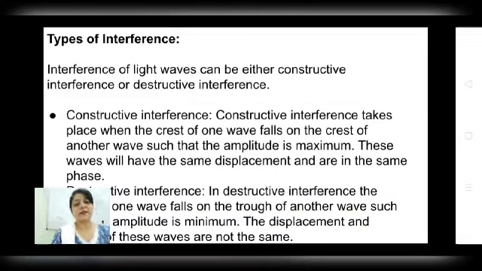Similarly, destructive interference takes place when the crest of one wave falls on the trough of another wave, and in this case the resultant amplitude is minimum. The condition for destructive interference is that the path difference should be odd integral multiple of lambda by 2. When destructive interference takes place between the waves, then as a result we get dark fringes.